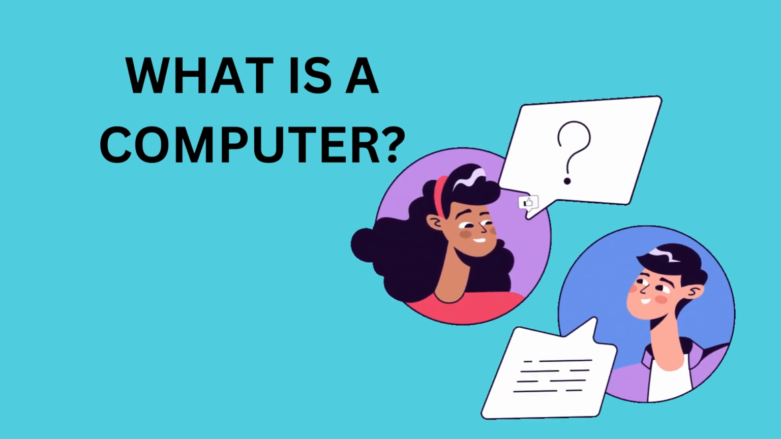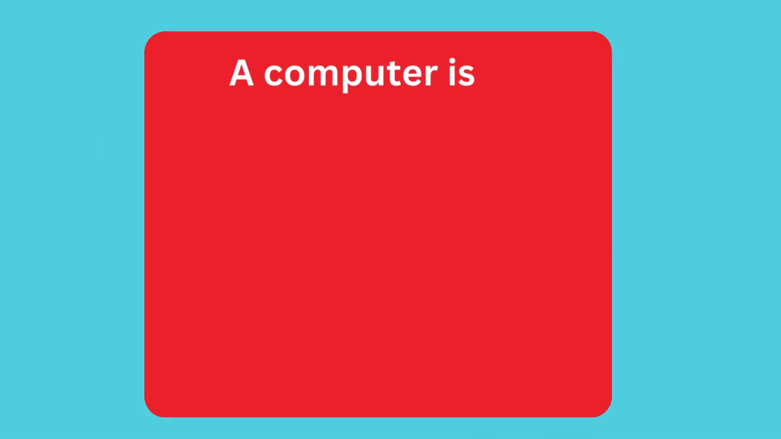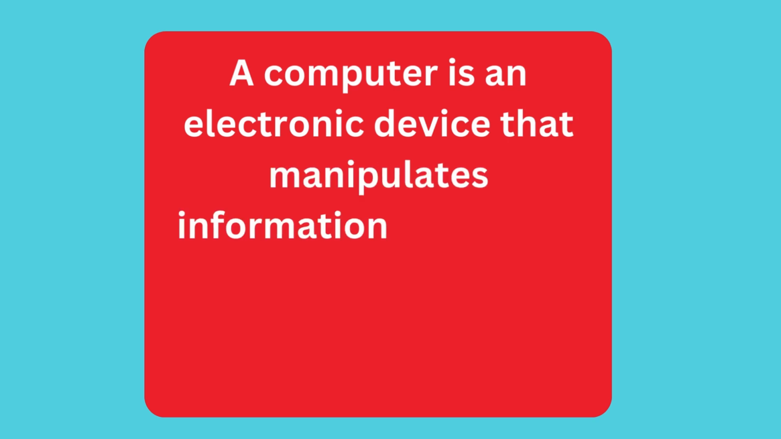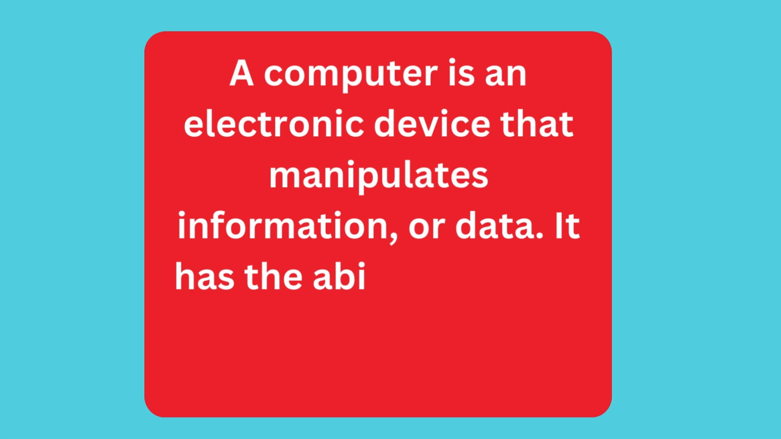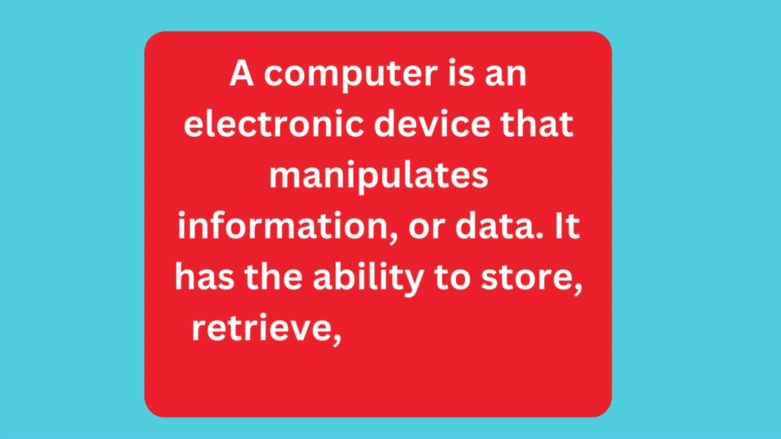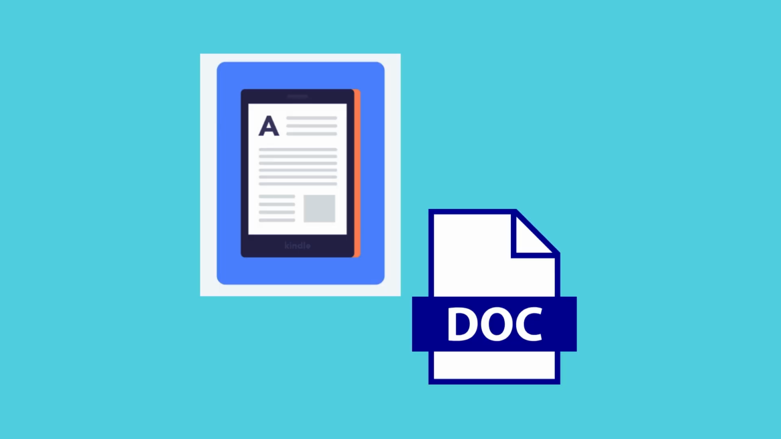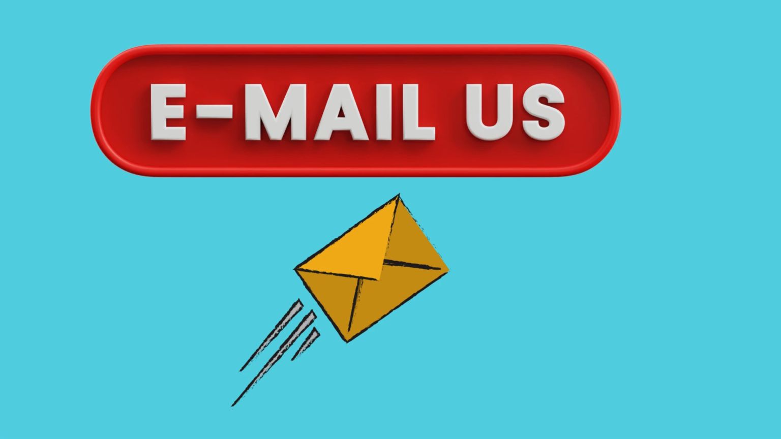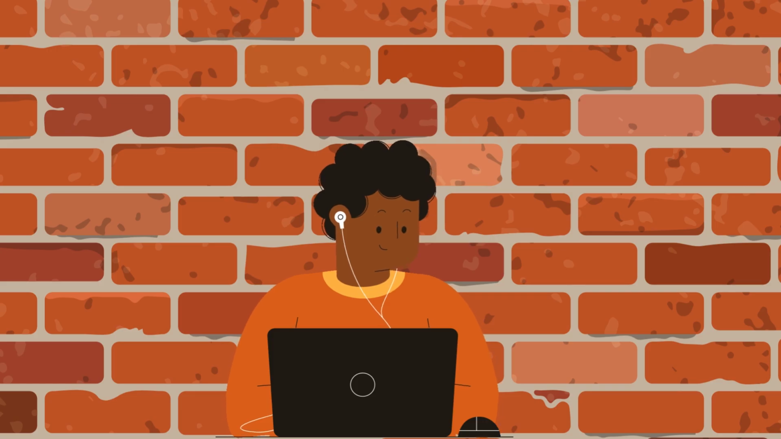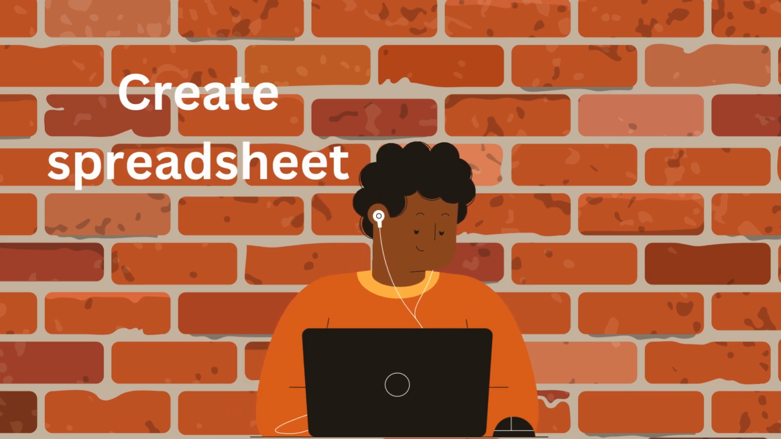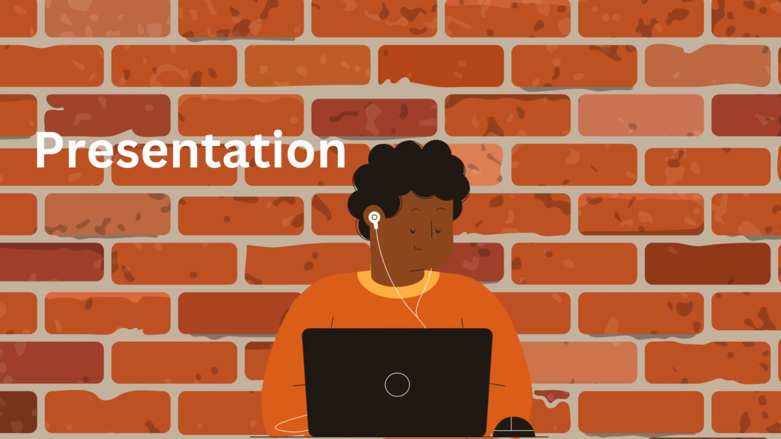What is a computer? A computer is an electronic device that manipulates information or data. It has the ability to store, retrieve, and process data. You may already know that you can use a computer to type documents, send email, play games, and browse the web. You can also use it to edit or create spreadsheets, presentations, and even videos.